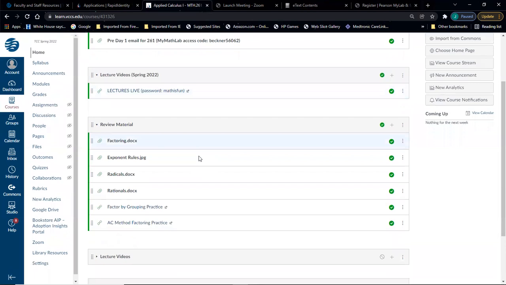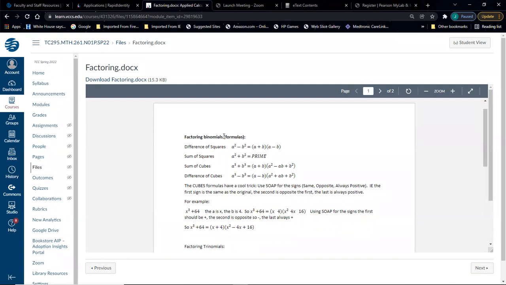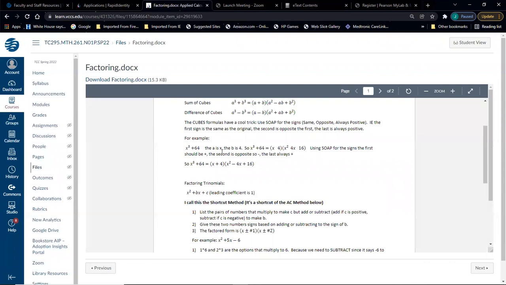All right, so review material, factoring. This is just a document that I made with some basic factoring formulas, the binomials, difference of squares, sum of squares, which doesn't actually have a formula, it's prime. Sum of cubes and difference of cubes. So you were expected to memorize those back in pre-calc, you're still expected to memorize these in calc.